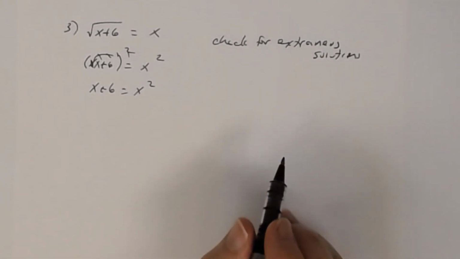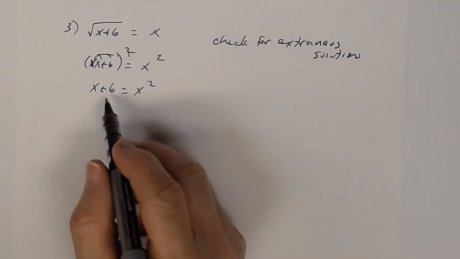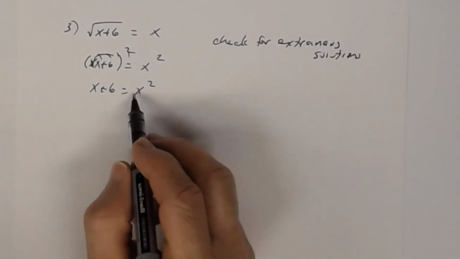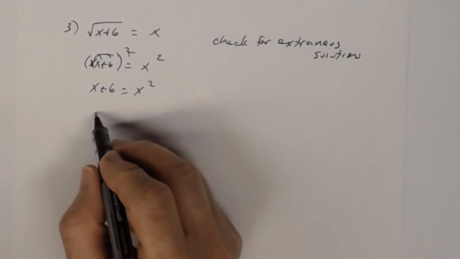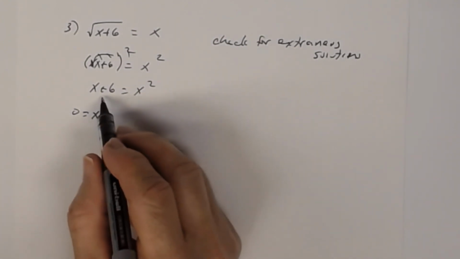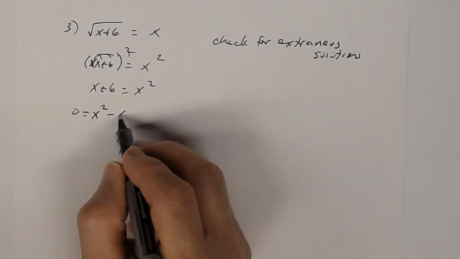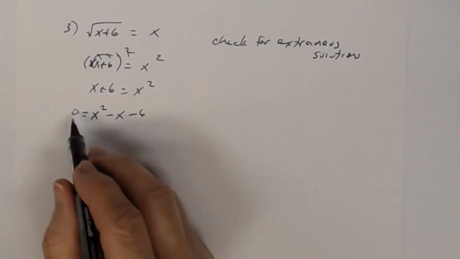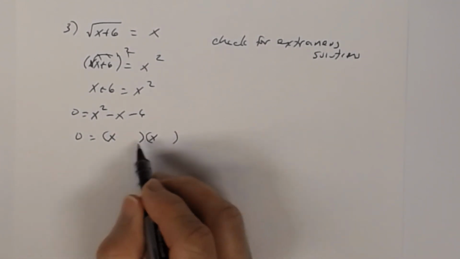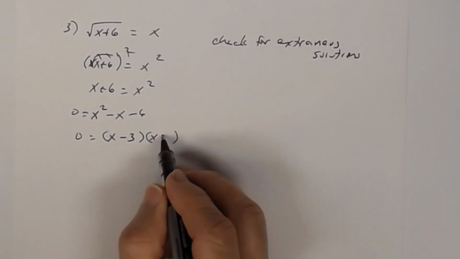All right, so I've got to solve this quadratic equation. Let's bring all the terms to one side, so I have 0 on the other. I'm going to subtract x from both sides and subtract 6 from both sides. So I get x squared minus x minus 6 equals 0. And it is factorable, so I get x minus 3, x plus 2.